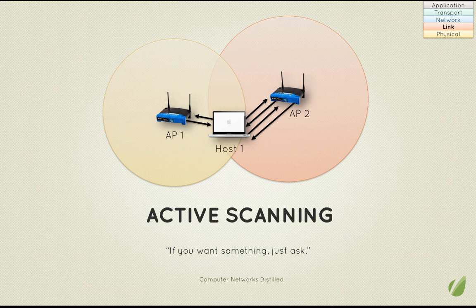So this is active scanning, where the host itself, the mobile host, is requesting some information about the access points that are in the area and then choosing one. This is active as opposed to the passive scanning, where we just listen. In active scanning, the host will actually solicit access points to communicate with.